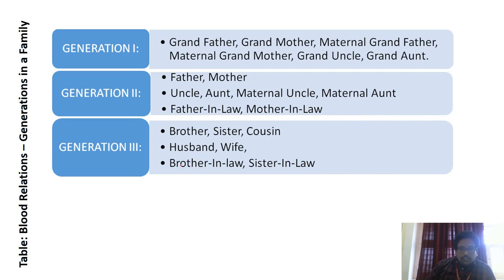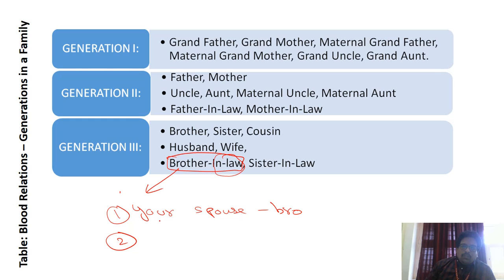Now, who is brother-in-law? As I said, in-law is a relation that comes after marriage, not by birth. So we have two relations here in brother-in-law. Your spouse's brother is one relation. You will get married to a particular person. That person's brother is equivalent to your brother through marriage, so it is brother-in-law. Now, what is one more relation? Your sister's husband is also termed as brother-in-law.